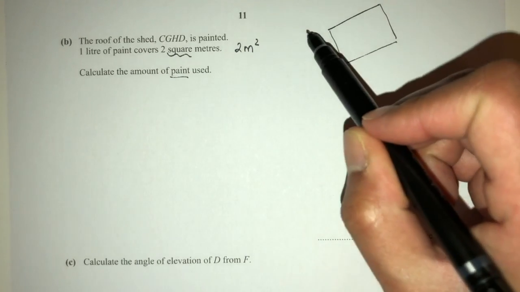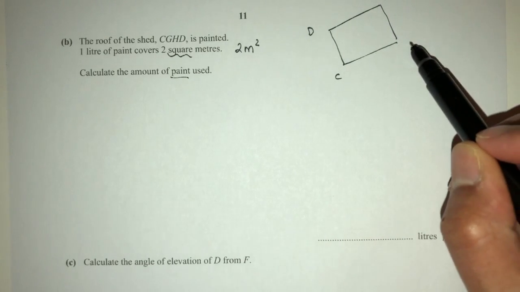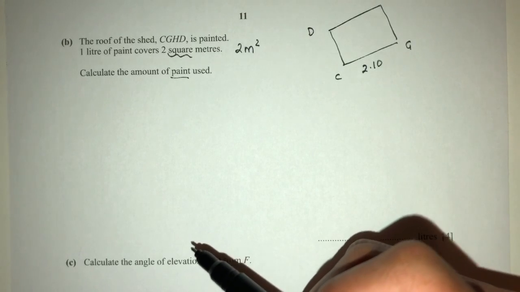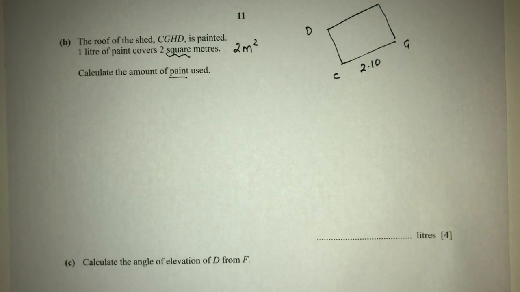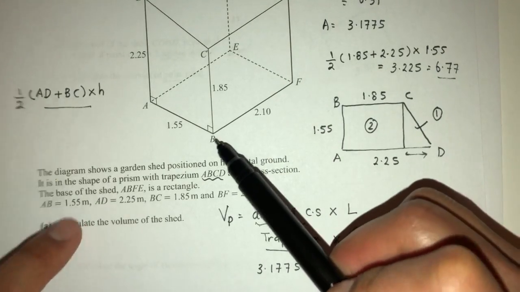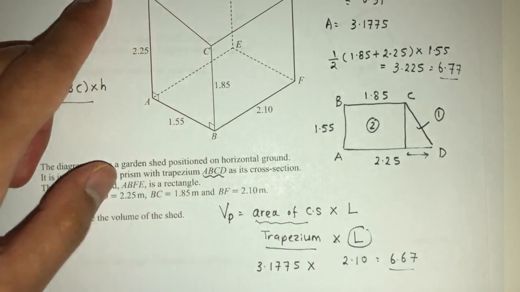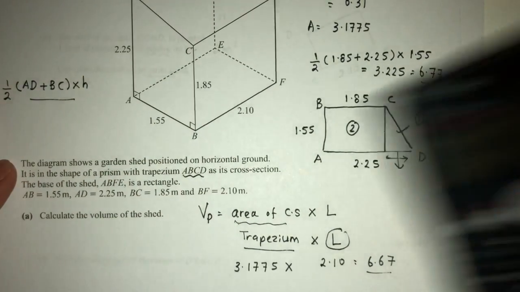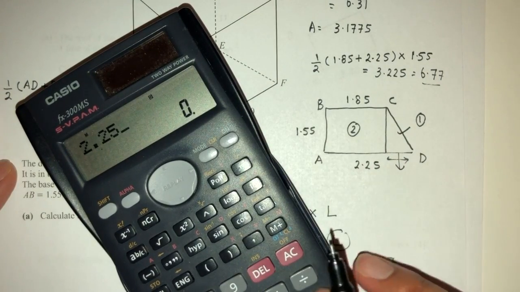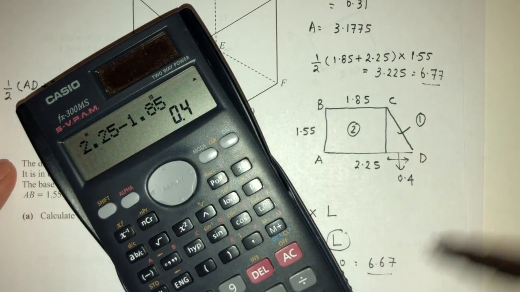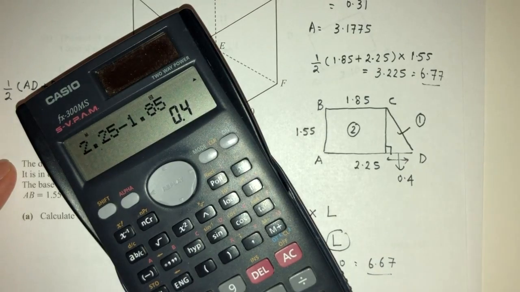This is CDHG. This is 2.1, given to us. And I think we have to find the length of CD. Because if you observe, we know this is 2.1, but we don't know what this length is. So let's look at this diagram. Okay, so we know this was found to be 2.25 minus 1.85, that is 0.4. The height is 1.55. You can find this by using your Pythagoras theorem.